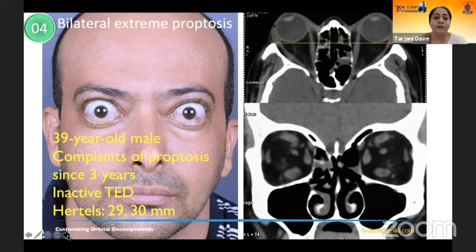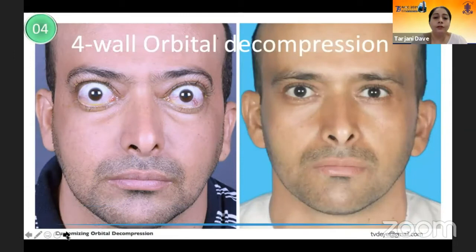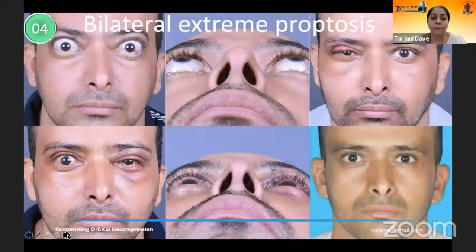So in these situations, with your classic 4-wall decompression, which includes maximizing on your lateral wall, then decompressing the medial wall, removing a little bit of the floor, and also addressing the fat from the areas of the orbit where fat is predominant. And this is the outcome that we achieved in this patient.